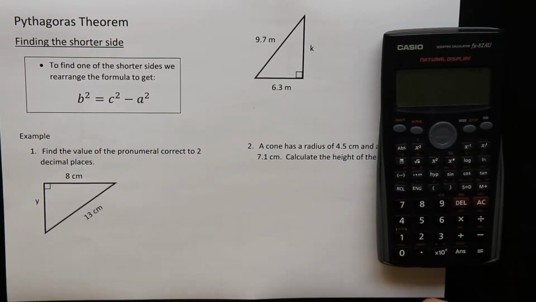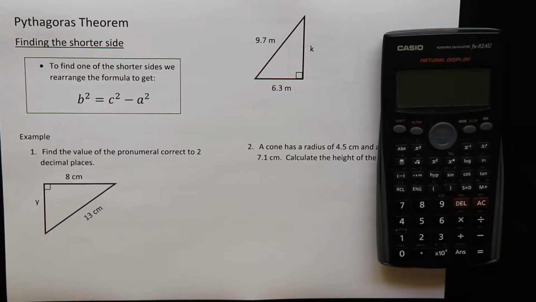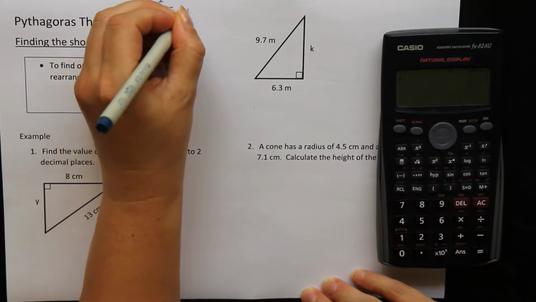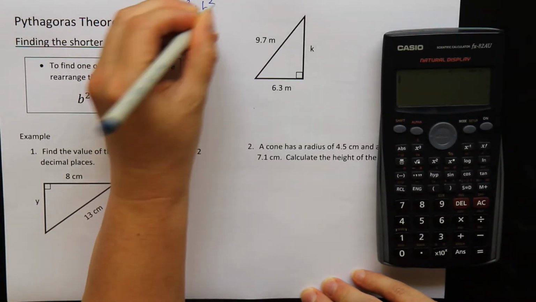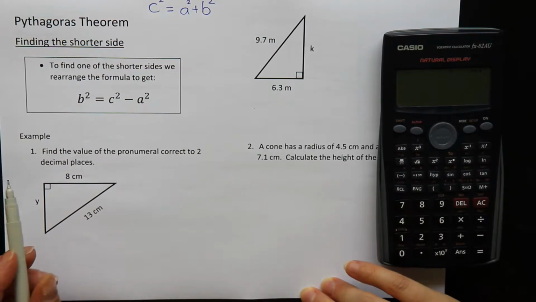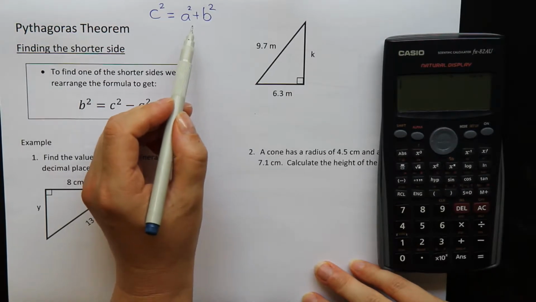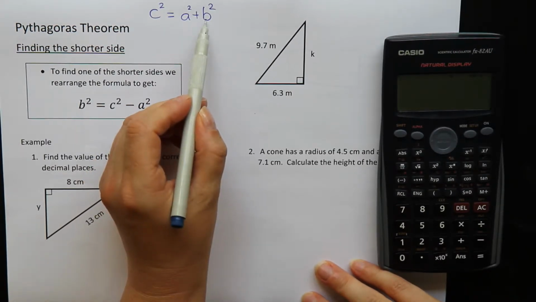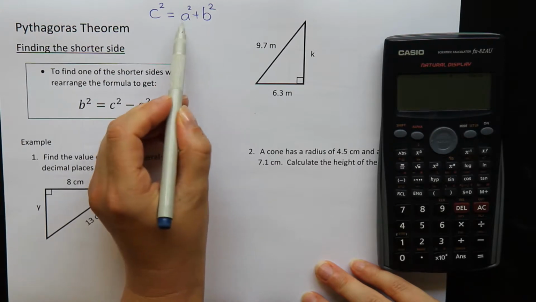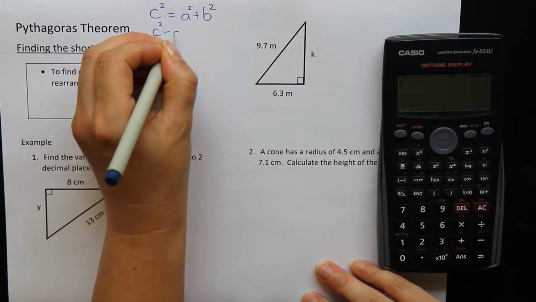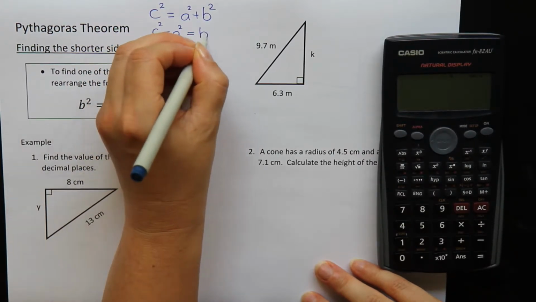Today we're doing some more Pythagoras' theorem, and today we are going to use Pythagoras' theorem to find one of the shorter sides of a right angle triangle. So last time we had the formula c squared equals a squared plus b squared. What we're going to do is change our formula around to get one of the shorter sides by itself. So I'm going to get the b by itself, which means I want to subtract the a squared over to the other side. So c squared minus a squared is equal to b squared.